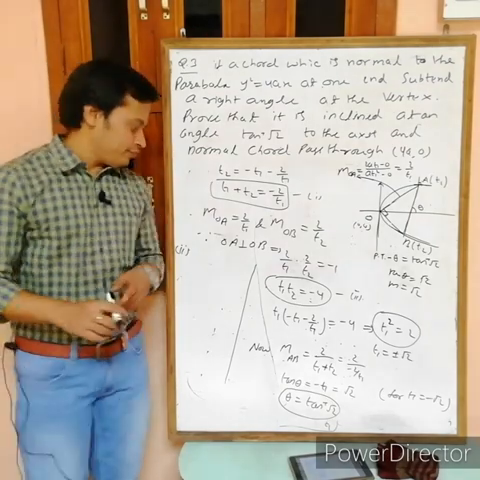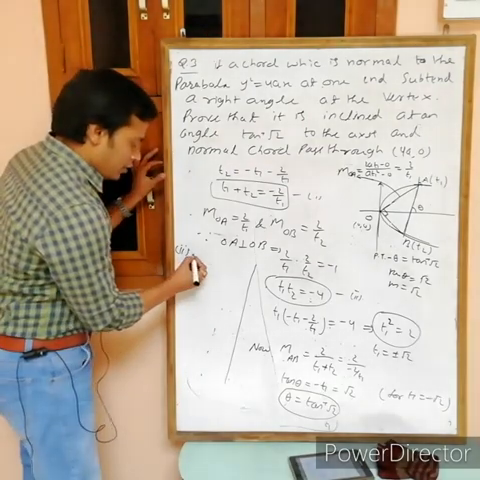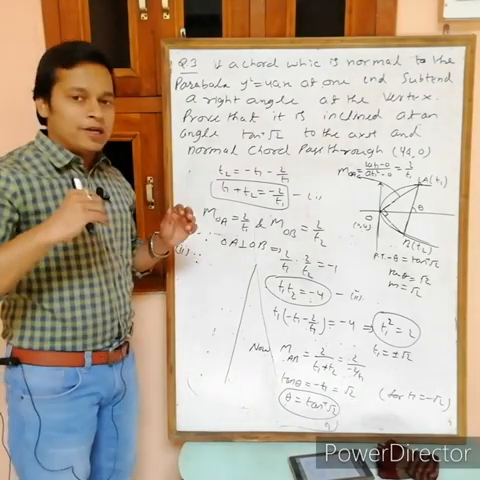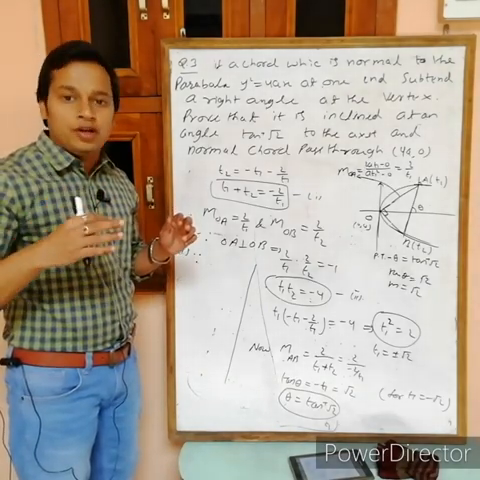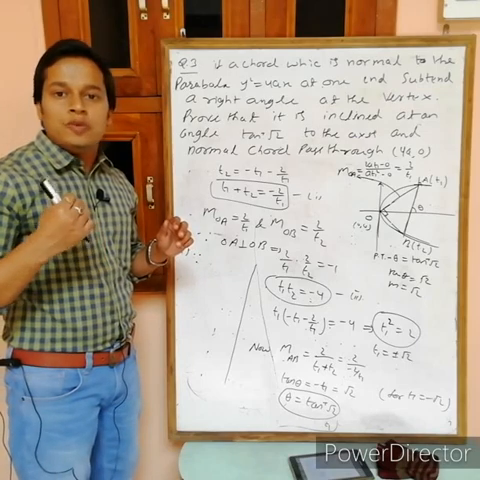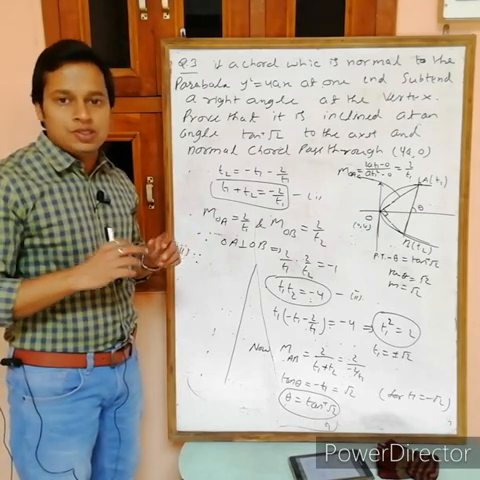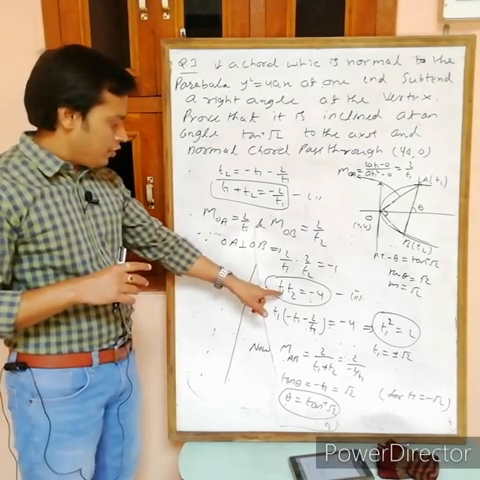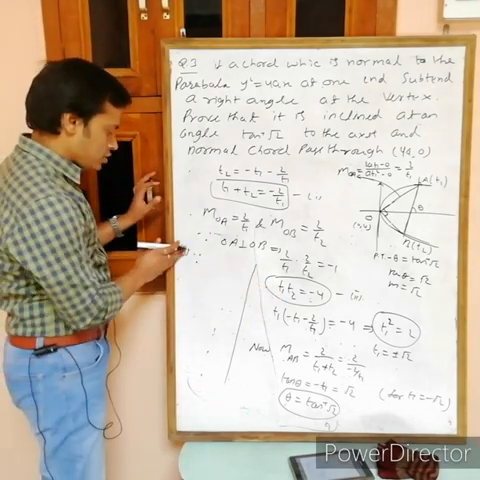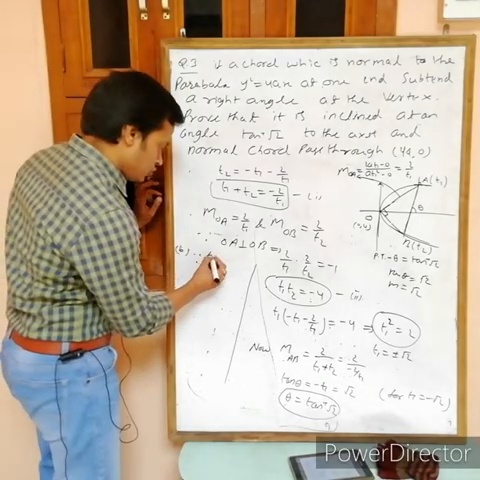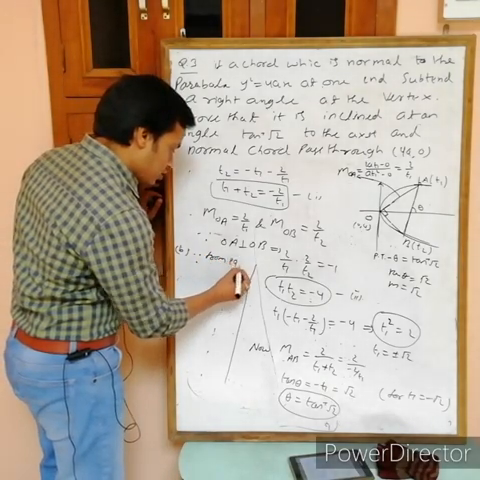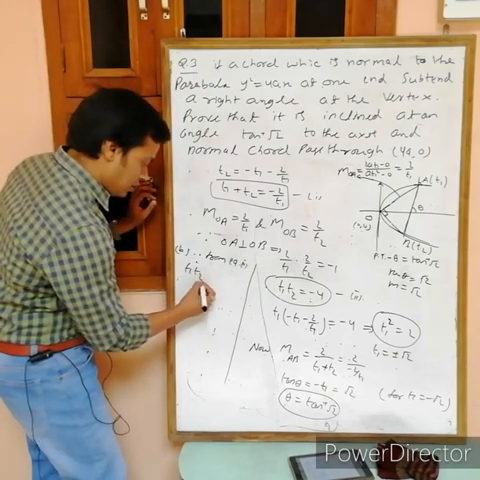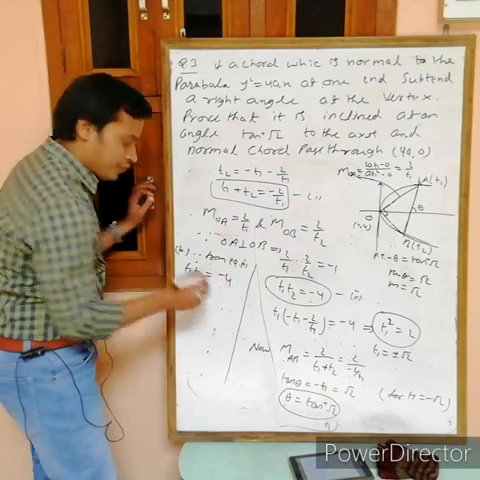Okay, so for the second part, to prove that a chord joining t1 t2 passes through a fixed point, we want the value of t1 t2. If t1 t2 equals minus c by a, then the chord passes through c comma 0. So do you have the value of t1 t2? Obviously from equation 2, this is the B part, t1 t2 equals minus 4.